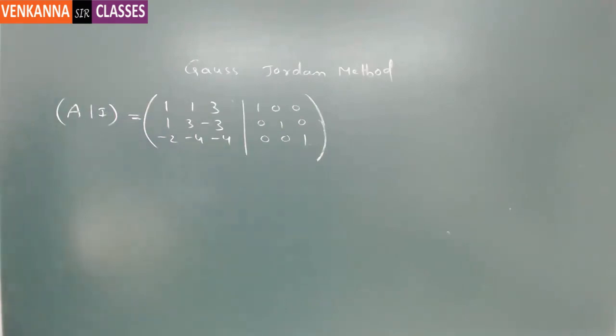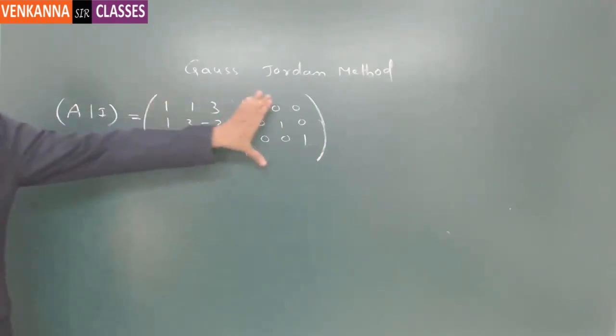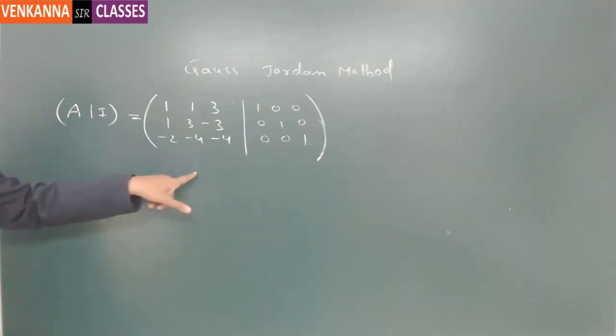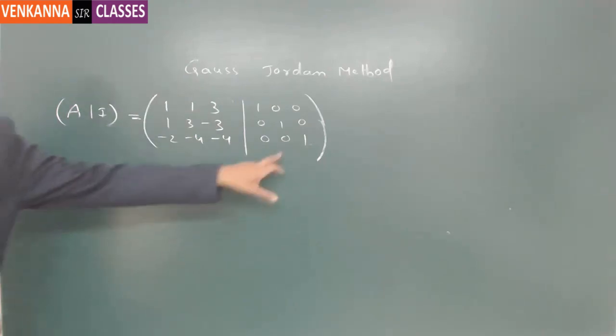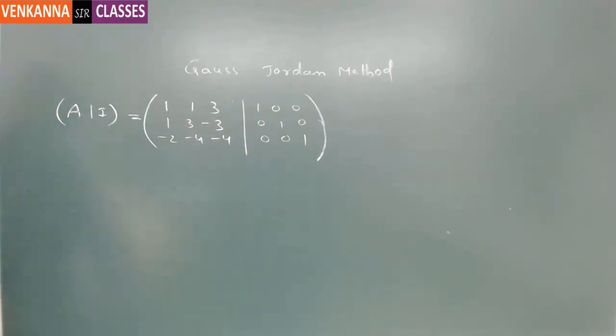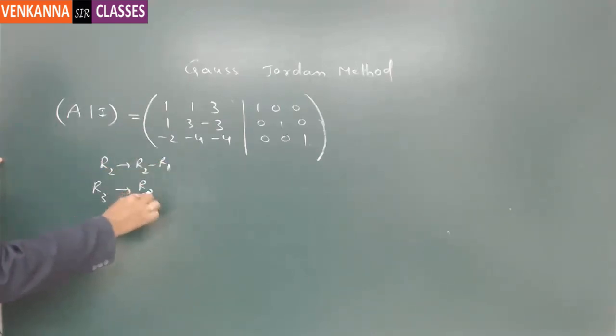So I am going to apply row operations here and here, same operations. It will be turned into identity matrix. Here you will get a new matrix. So how to say that? The diagonal values must be 0 first. So R2 tends to R2 minus R1, R3 tends to R3 plus 2R1.